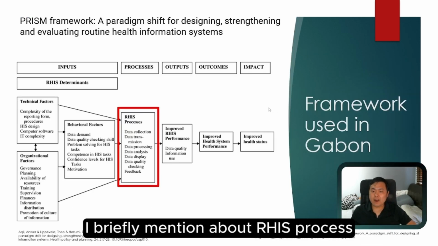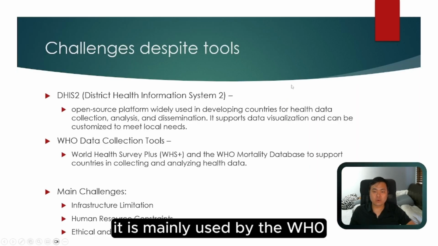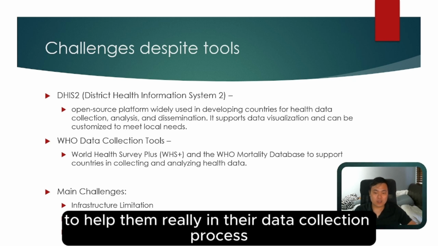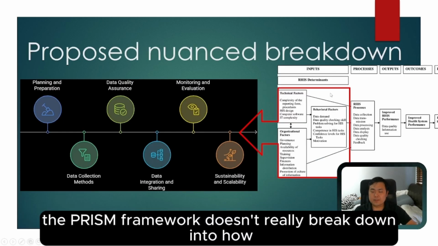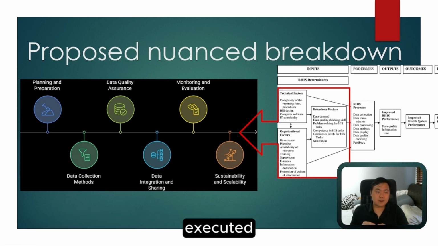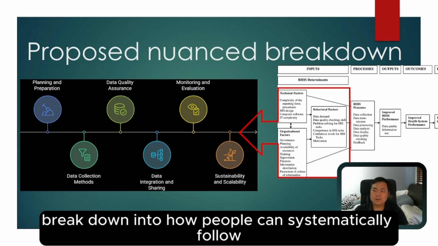I briefly mentioned the RHIS process. So what is this all about? It is mainly used by the WHO, which distributes this open source platform framework to the developing countries to help them really in their data collection process. Now, the PRISM framework doesn't really break down how each part is being executed. So this is my attempt to provide a nuanced breakdown of how people can systematically follow the framework.